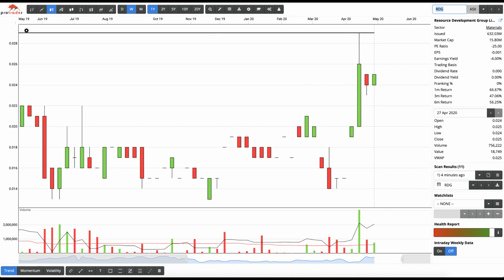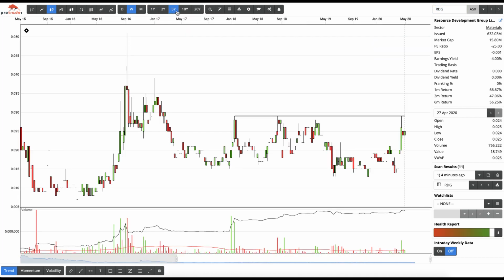Let me find one more, and then we're done. RDG: it's found this huge base forming on RDG. It's been going sideways for a long time. It's hit this point up here of 0.029 many times, and it's found a clear base there. So this is an example. I do that scan very regularly, and it's amazing how many winners that one simple scan finds.